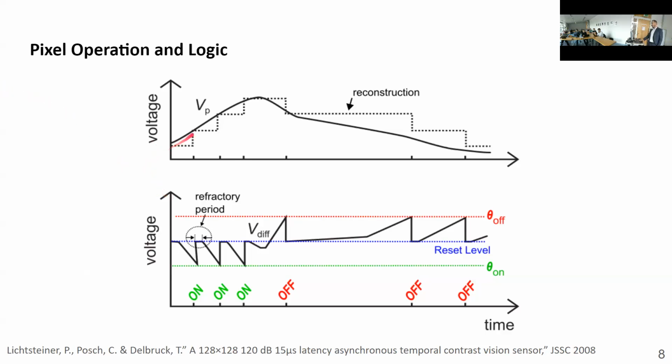If I have the logarithmically compressed output increasing then decreasing, I first track the changes until the output reaches the on threshold. I generate an on event, reset the reference level, and wait a refractory period before tracking the signal again. So for a signal that looks like this, I get three on events on the rising edge and 3 off events as the signal decays back down to its original level.